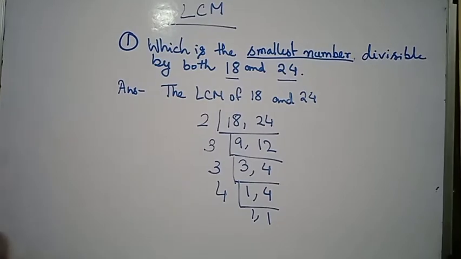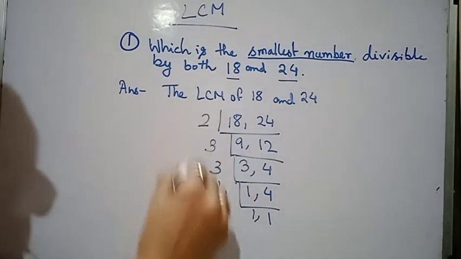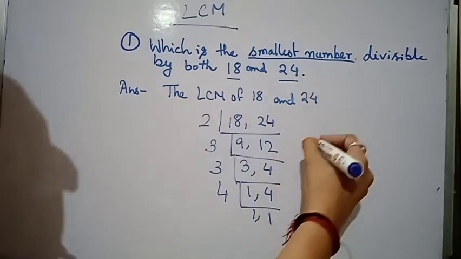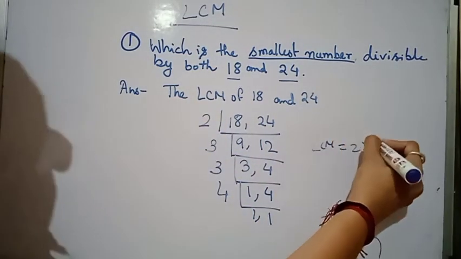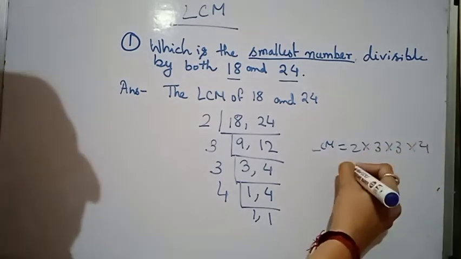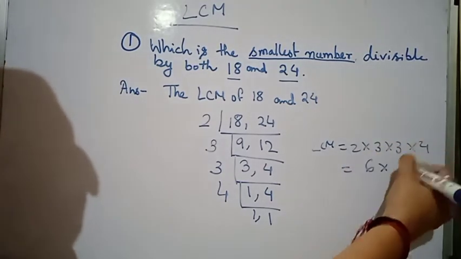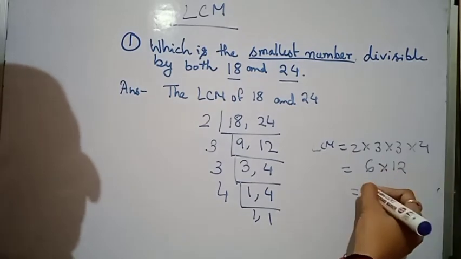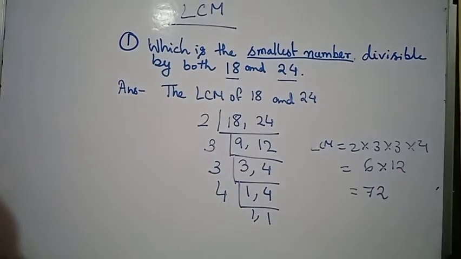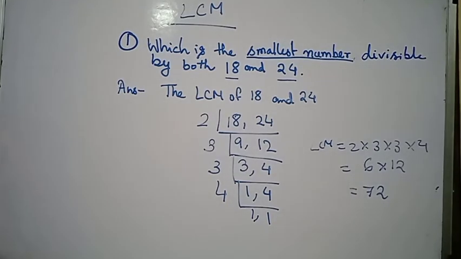Okay, so the LCM will be the product of these numbers. So LCM will be 2 into 3 into 3 into 4. 2 into 3 is 6, and 3 into 4 is 12, and 6 into 12 is 72. So I can find that 72 is the smallest number that can be divisible by both 18 and 24. That is, 18 can divide 72 and 24 can divide 72, and that is the smallest number that can be divided by 18 and 24 together.